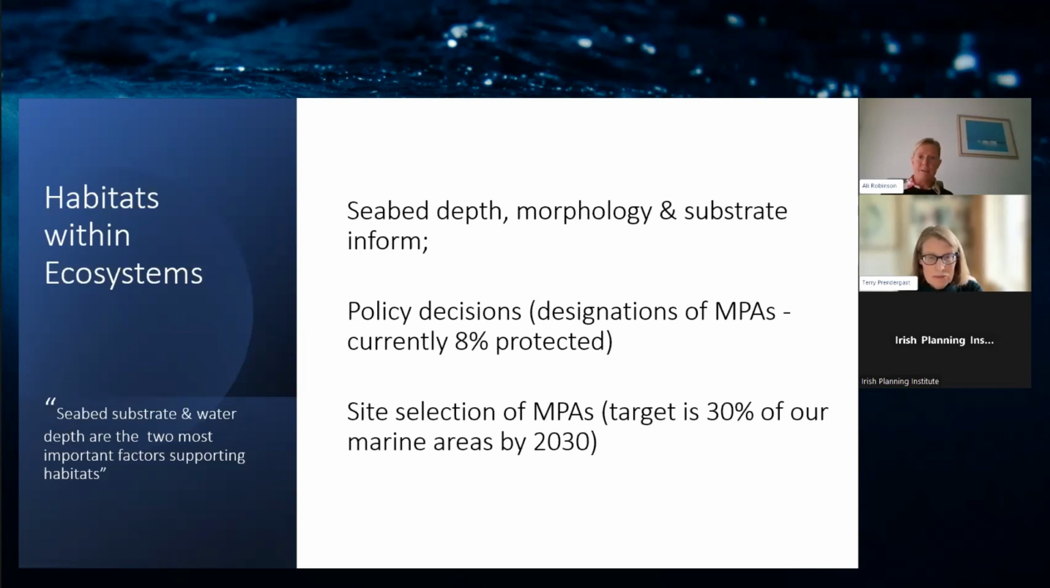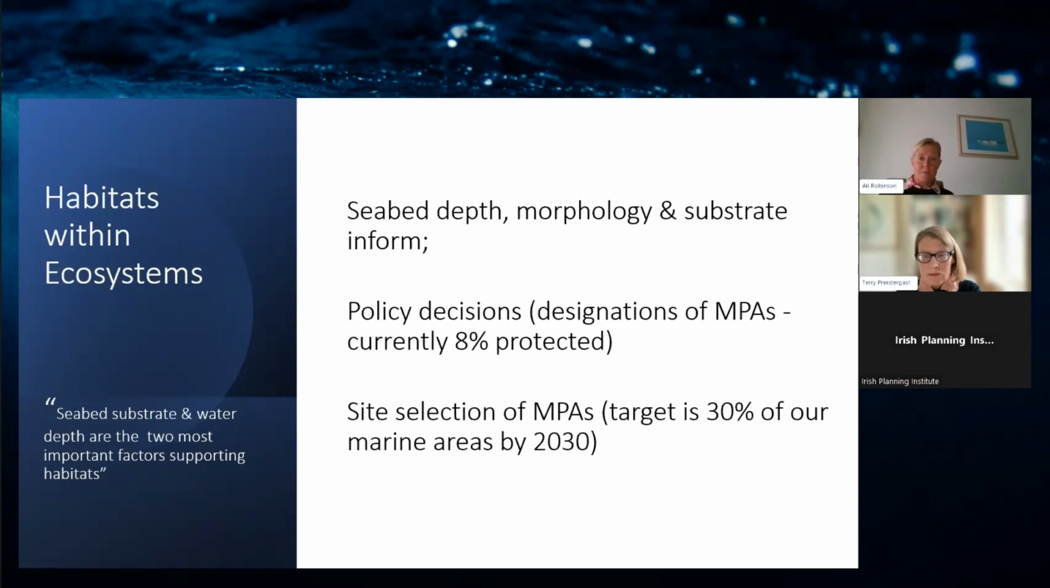Habitats within ecosystems occur because of a factor of depth, morphology, and substrate, and particularly substrate and water. They're the two most important supporting these habitats. And one reason this matters to planners, certainly in the coastal areas, is how they inform designations and conservation objectives under the Habitats Directive.